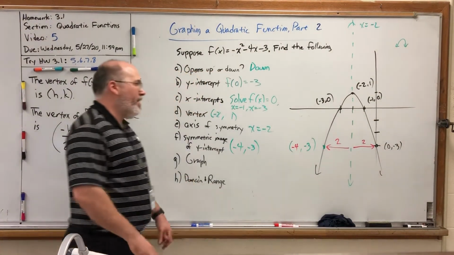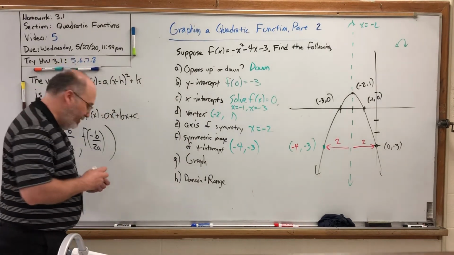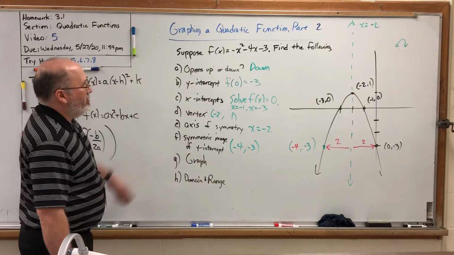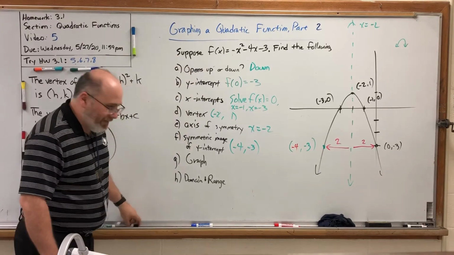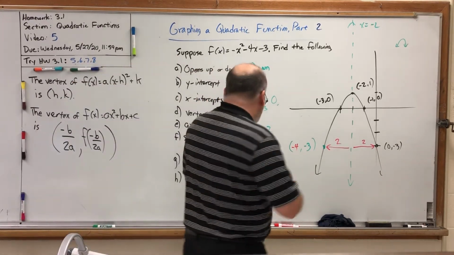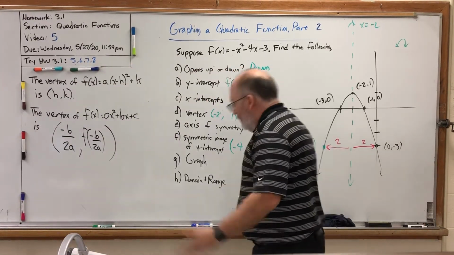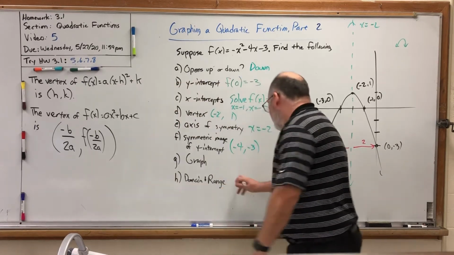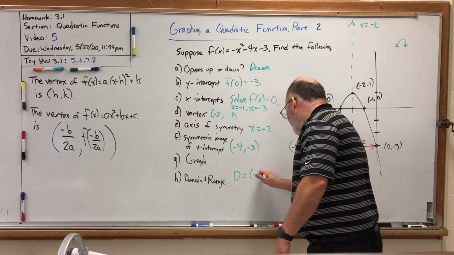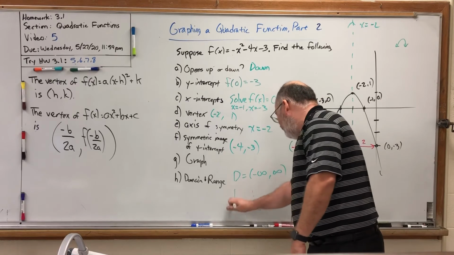We've already done the graph and we can pull the domain and range pretty easily. Again, it's just a polynomial function. Its domain is going to be all real numbers. So where's my gray marker? I just capped it. So domain is negative infinity to infinity. But what's the range?